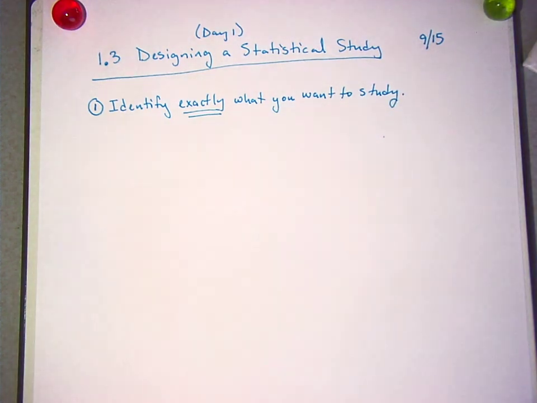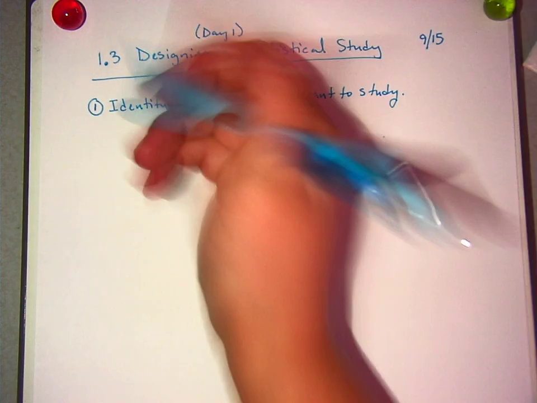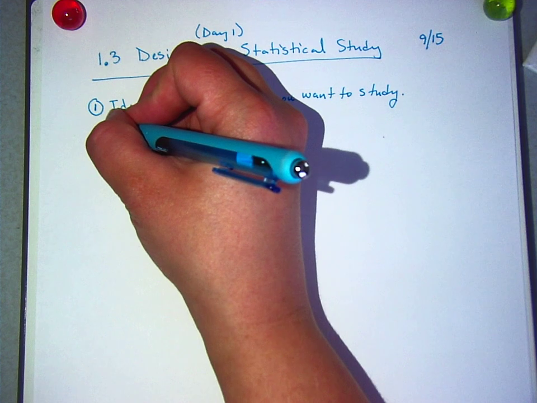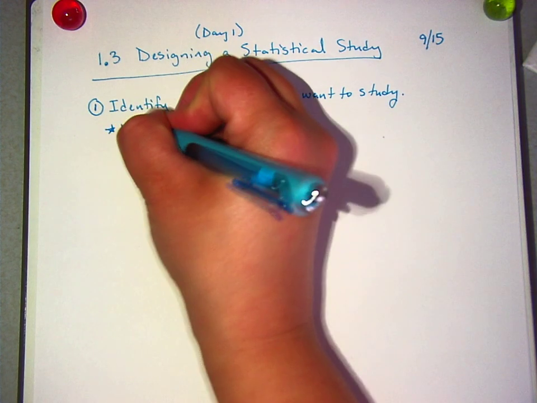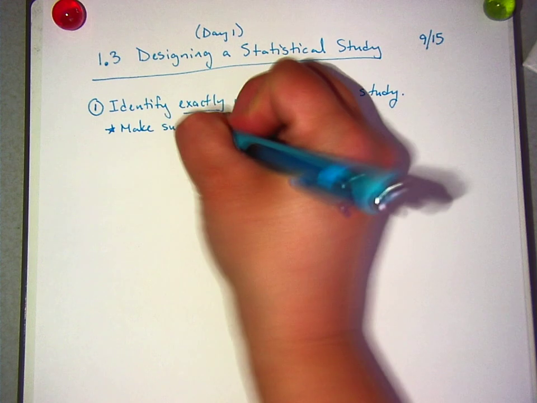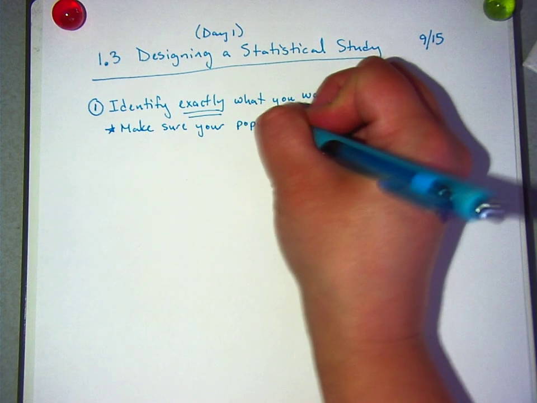Sometimes it's hard to identify exactly what information you need from people, or whether the data you're collecting is actually going to solve your problem. So I want you to write a note under here that is, make sure your population matches your sample.